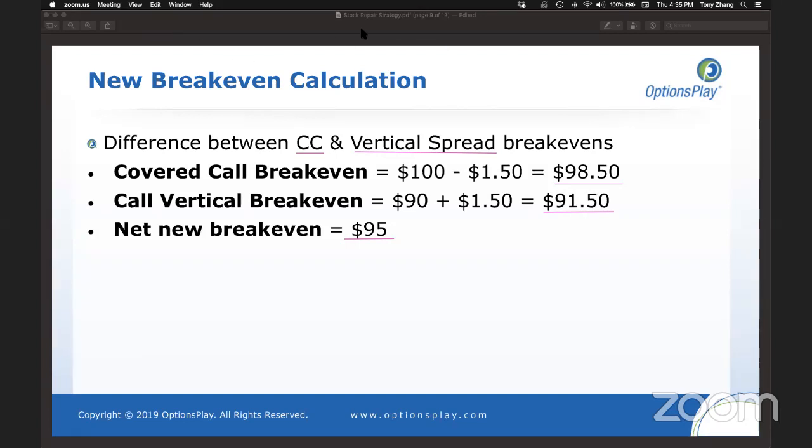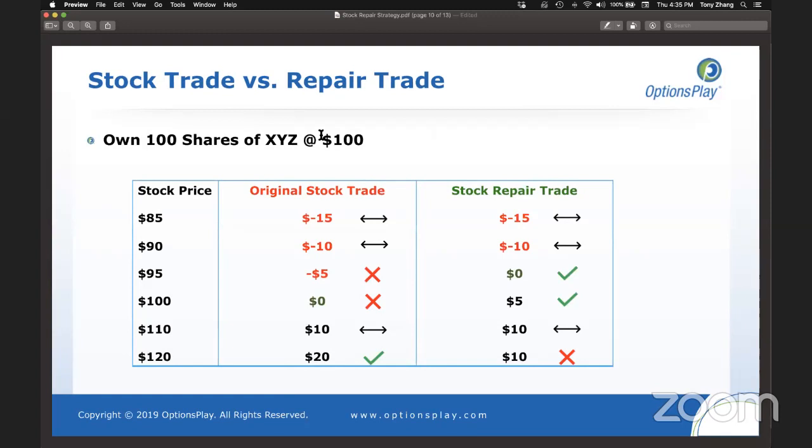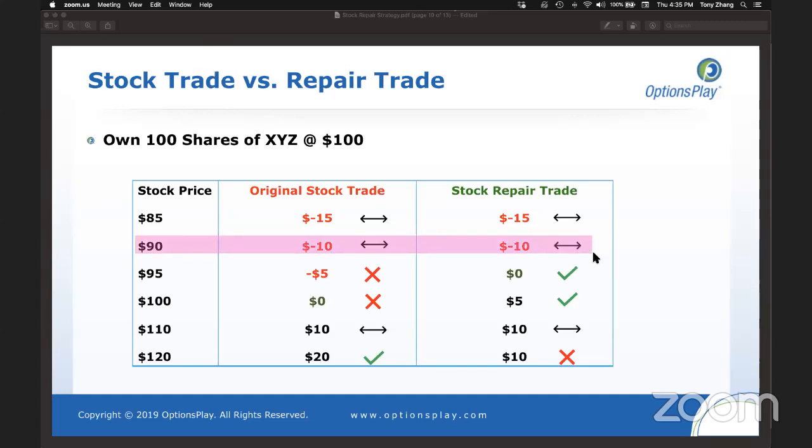So what does that look like for my strategy? What does that look like for my stock trade? So again, I own 100 shares of XYZ at $100. It has now fallen to $90, and I put on the repair trade that I illustrated before. So this is the current price of the stock at $90.